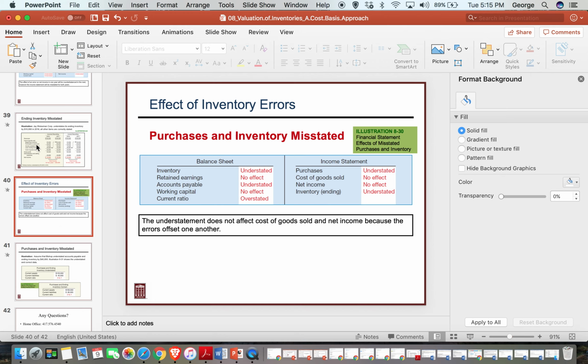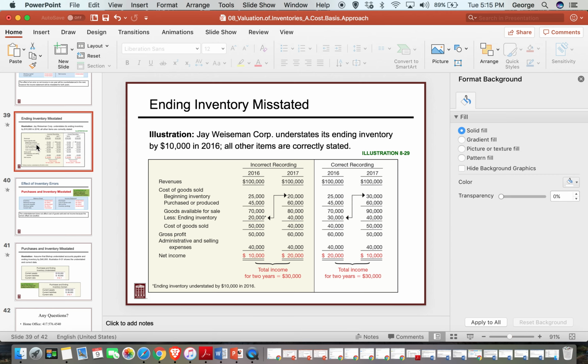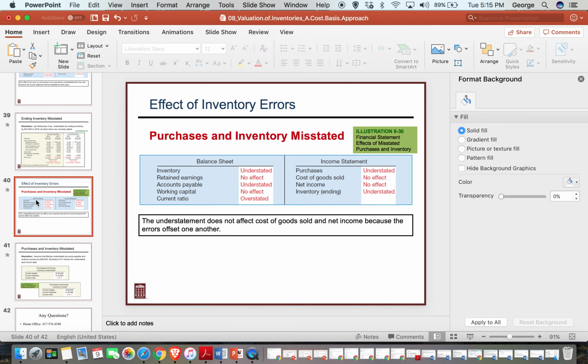So that was just with inventory, just inventory being misstated. We could misstate both purchases and inventory. In that case, cost of goods sold and net income will not be under or overstated, and there will be no effect on those items, because those errors will offset one another.